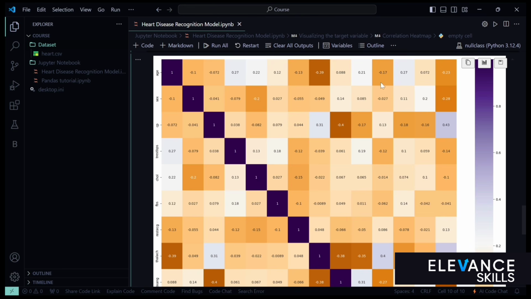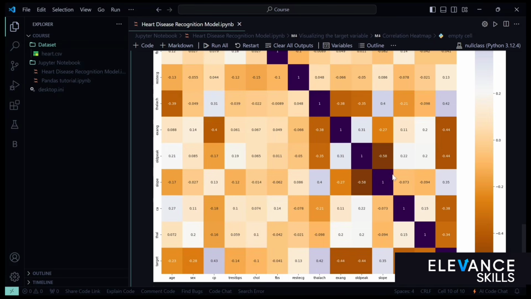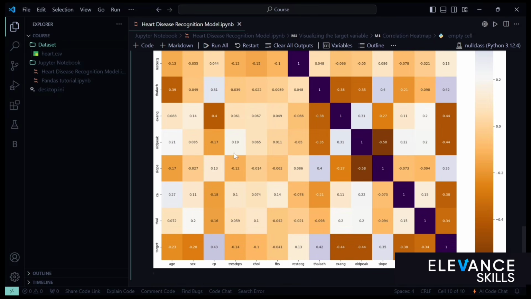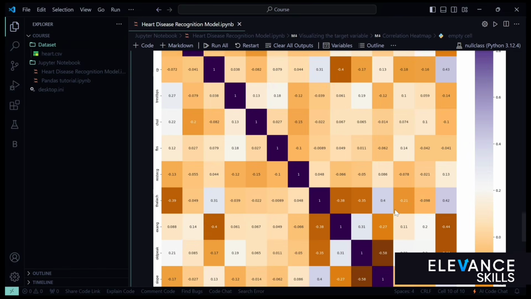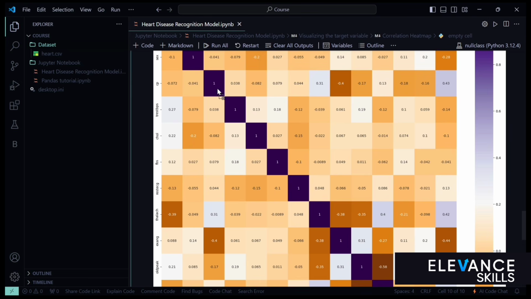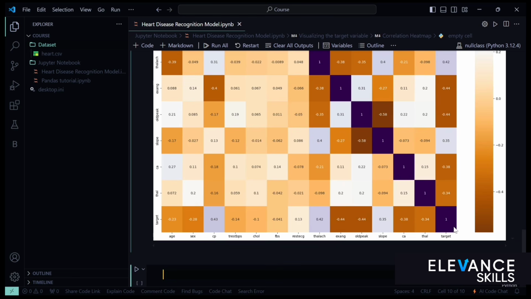On the other hand, oldpeak and exercise-induced angina have the most negative correlations with the target, with scores of minus 0.44 each. This indicates that higher ST depression and the presence of exercise-induced angina are associated with a lower likelihood of heart disease in this dataset. Thalassemia and the number of major vessels also have negative correlations with the target, with scores of minus 0.34 and minus 0.38, respectively. This suggests that these features are associated with a lower probability of heart disease in this dataset.